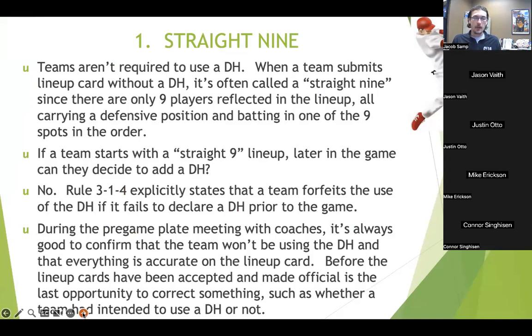That way, later on in the game, the coach can't come back and say, well, no, I had a designated hitter. It was Baker. Well, no, coach, at the plate meeting, I asked you if you were batting with a straight nine, and you explained that you were. So no, by rule, you cannot add Baker in as your DH. The straight nine, I feel like, is the most straightforward of the lineup options. But does anybody have any questions on the straight nine?